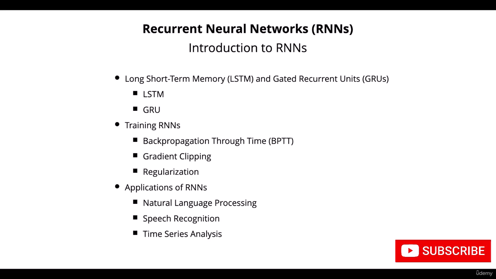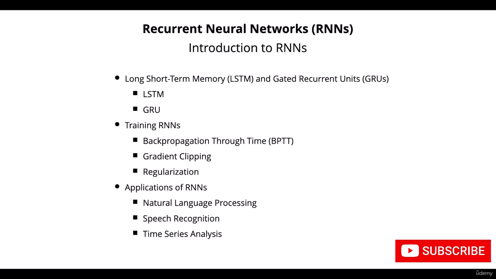What are the applications of RNNs? The first one is natural language processing. RNNs are widely used for tasks such as language modeling, sentiment analysis, machine translation, and named entity recognition. Next one is speech recognition. RNNs can process sequential audio data for tasks like speech recognition, speaker identification, and voice synthesis. Another application is time series analysis. RNNs are effective for modeling and forecasting time series data such as stock prices, weather patterns, and sensor data.